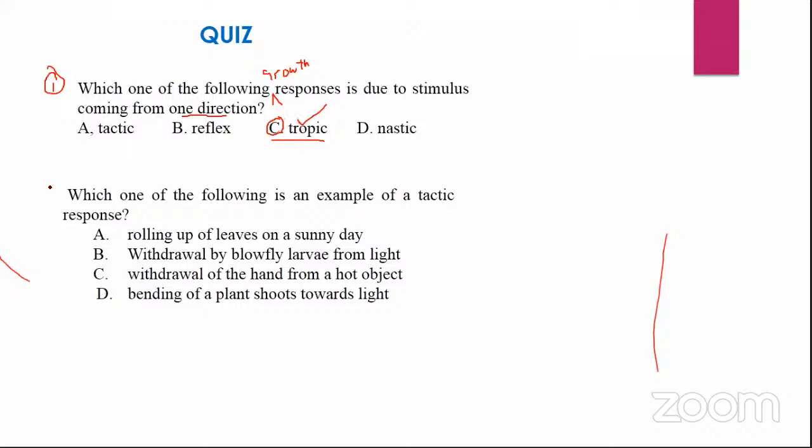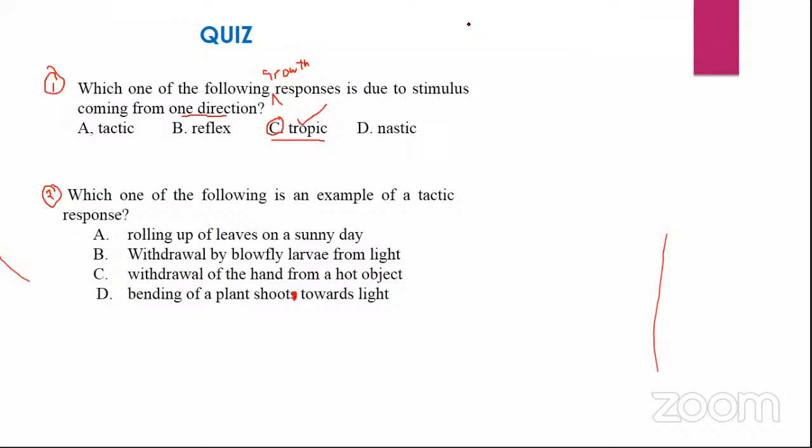Then question 2 says, which one of the following is an example of a tactic response? A says rolling up of leaves on a sunny day. B says withdrawal by blowfly larva from light. C says withdrawal of the hand from a hot object. D says bending of the plant shoot towards light.